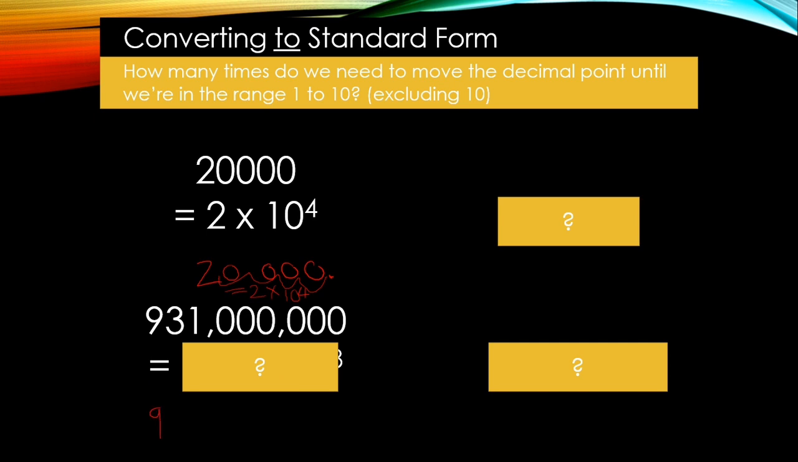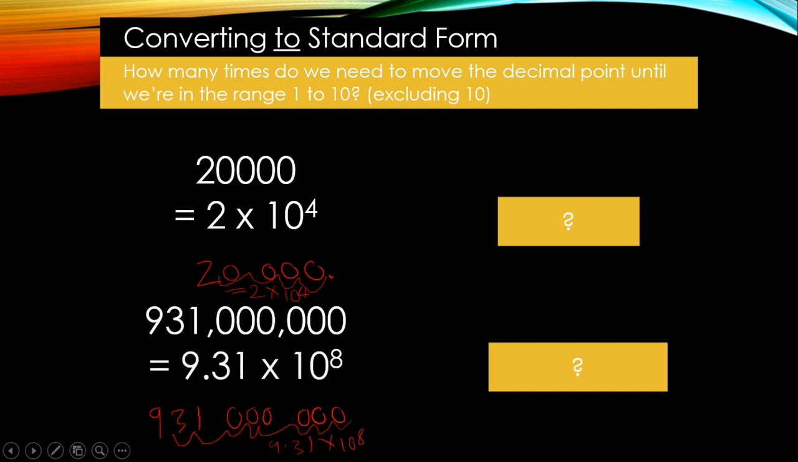Here we have 931 million. We need to put it into standard form. How big can this number be? We need to make it maybe 9.31. So we need to move our decimal point from the end here. 1, 2, 3, 4, 5, 6, 7, 8. So it will be 9.31 times 10 to the power 8. Let's check if our answer is correct. Yes, it is correct.